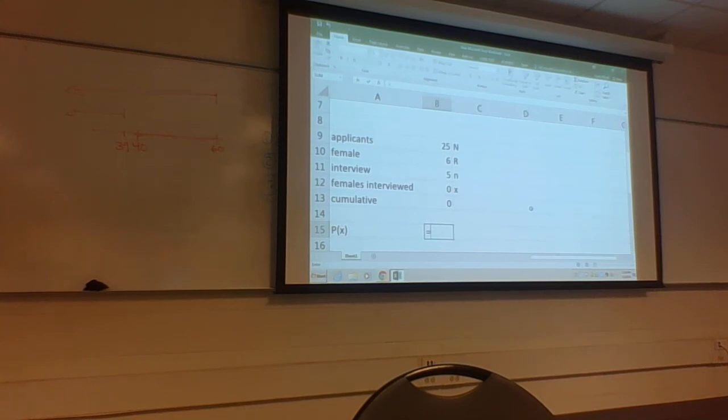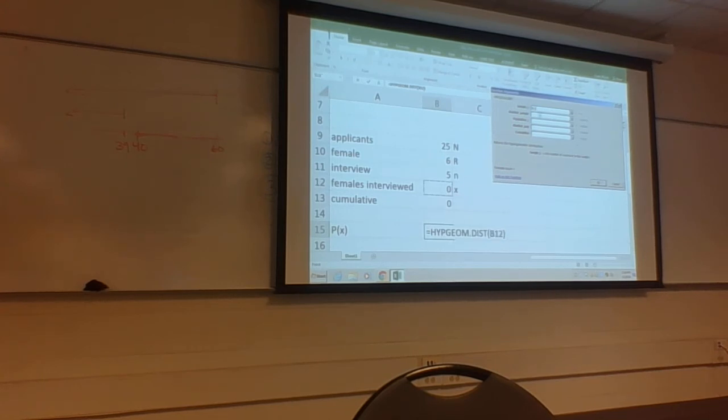So what's the secret? Start typing. Hypergeometric. There it is. And again, if you're not sure what all these things mean, we can always just select FX. So the number of successes in the sample would be 0, be 12. The number in the sample is 5. That's the number that we interviewed, be 11. The successes in the population is 6, or be 10. The number in the population, or the number of applicants we're working with, is be 9, and cumulative is 0.